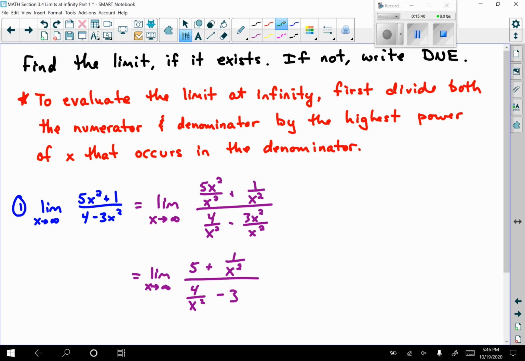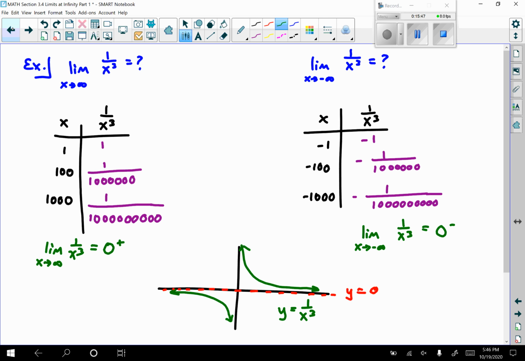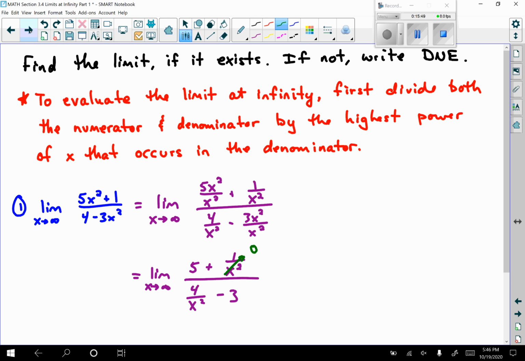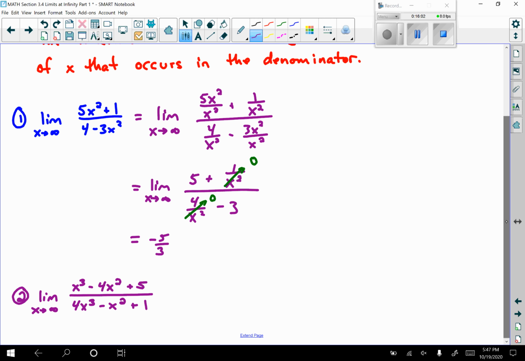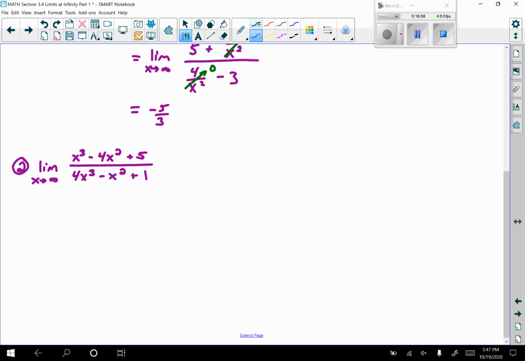So now what we have are these little fractions. As x keeps increasing without bound, this fraction here is going to follow what we just saw here. It's going to go to 0. Same thing here, this is going to go to 0. What are we left with now? Just numbers here. So if I take the limit of a constant, I'm just going to get that constant, negative 5/3. Now take a look here. The degree in the numerator happened to match the degree in the denominator, so maybe that's a very important observation to make. Let's go through number 2.